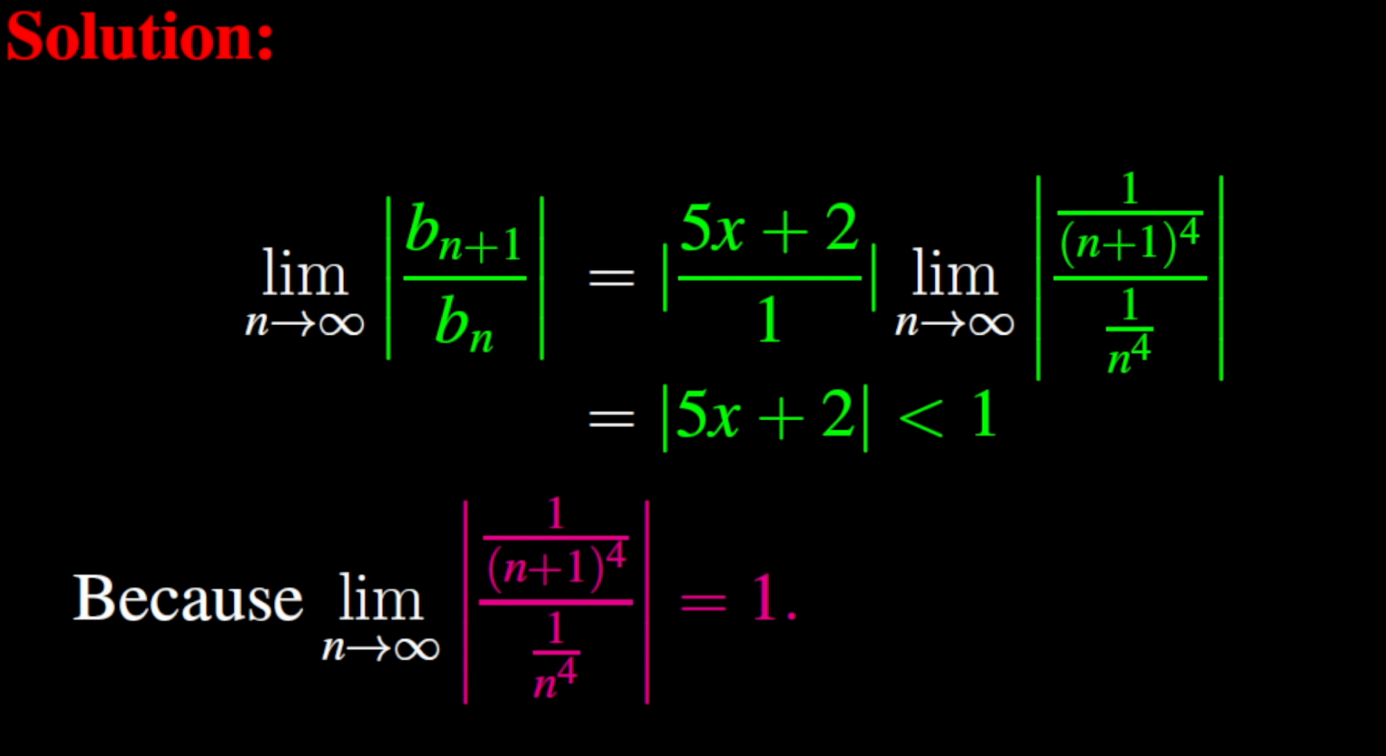This is because the limit as n goes to infinity of 1 over (n plus 1) to the power 4 over 1 over n to the power 4 is equal to 1. This comes from the fact that this quantity is a fraction of polynomials with the same degree and the same leading coefficients.